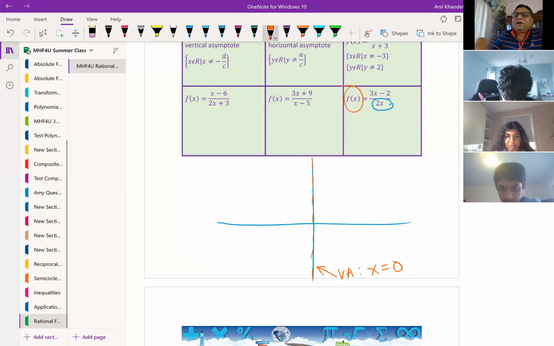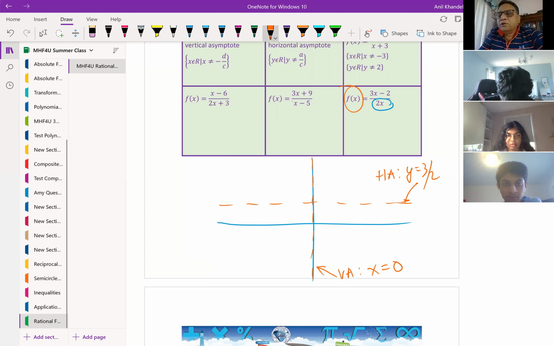Is that clear? Horizontal asymptote, 3 over 2, so 1.5. So you write this: horizontal asymptote, which is y equals 3 over 2. Do you see the second point? If this is a 5-point question, you already have at least 0.5, if not 1.